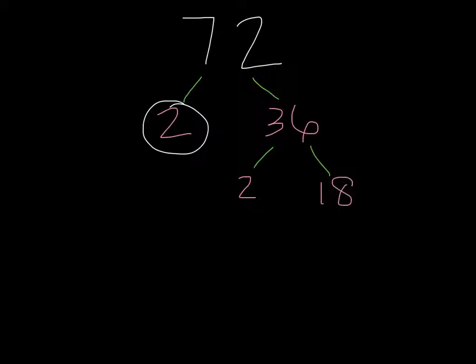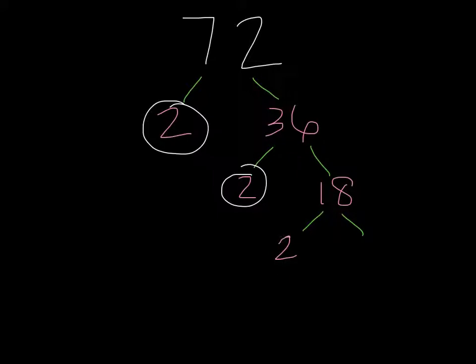18. So 2 and 18, are either of those a prime number? Yes, 2 is a prime number again, so we have to circle it and stop with that branch. But 18 is not, so we need to make 2 more branches off of 18. Now 18 is also an even number, so it's also divisible by 2.